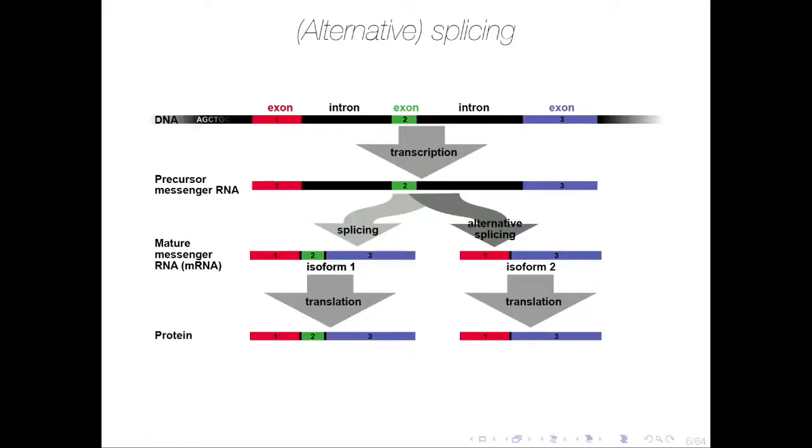Alternative splicing is the phenomenon where there can be variation in which regions are removed as introns. What I'm showing here is the production of a different messenger RNA, known as a different isoform, through alternative splicing, where in this case, the middle exon 2 is included in isoform 1, but excluded in isoform 2. This will result in the production of a different protein.